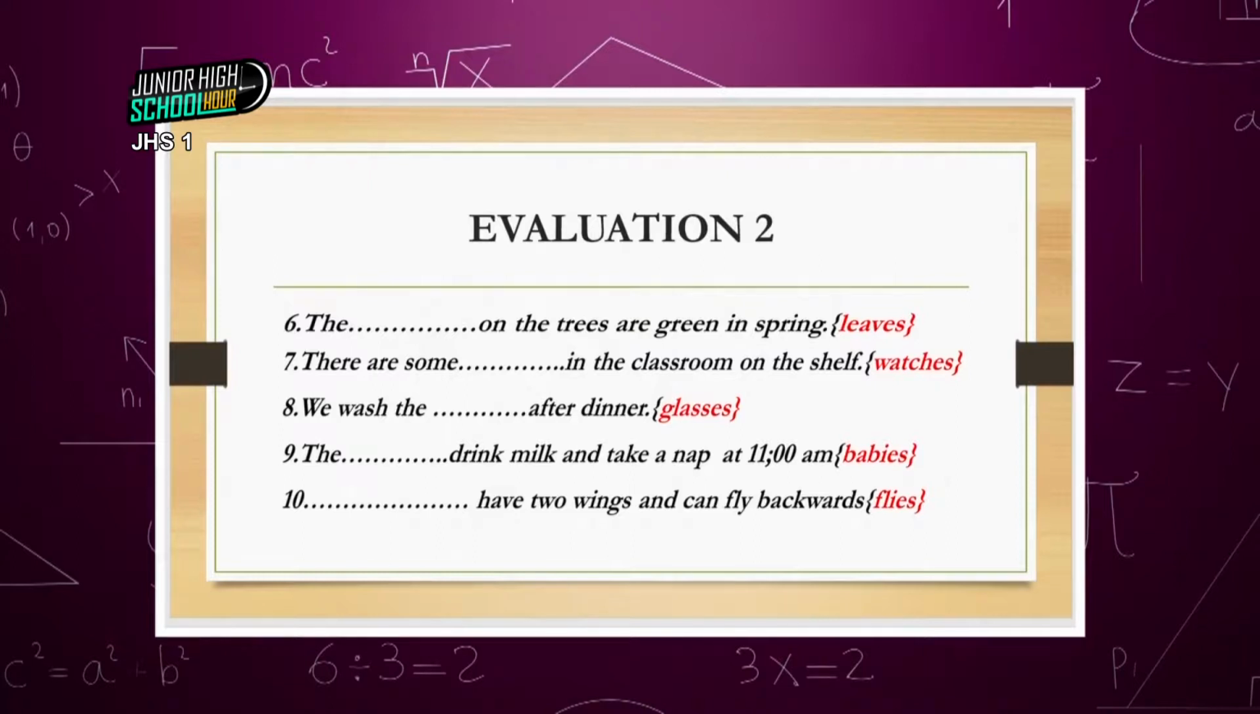Number 10: dash have 2 wings and can fly backwards. And I have here flies.